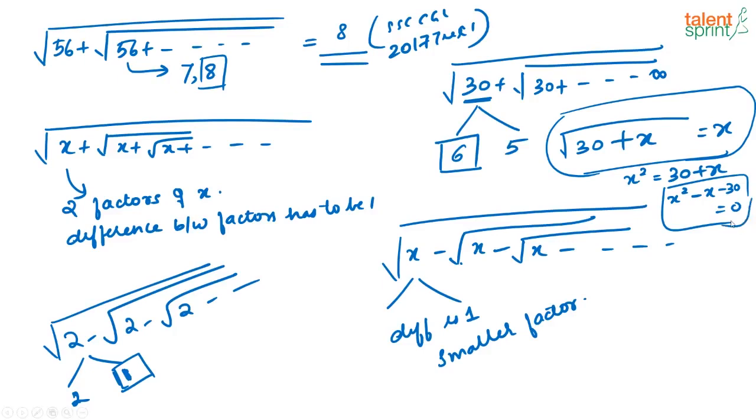This is the normal way in which you will solve if you are not able to find any factors like this. Okay? So just remember this: when it is plus, find two factors whose difference is 1, and the larger factor will be your answer. When the symbol is minus, find the two factors whose difference is 1, and the smaller factor will be your answer. Okay, I hope it is clear. Now, let's move on to the questions for today's session.